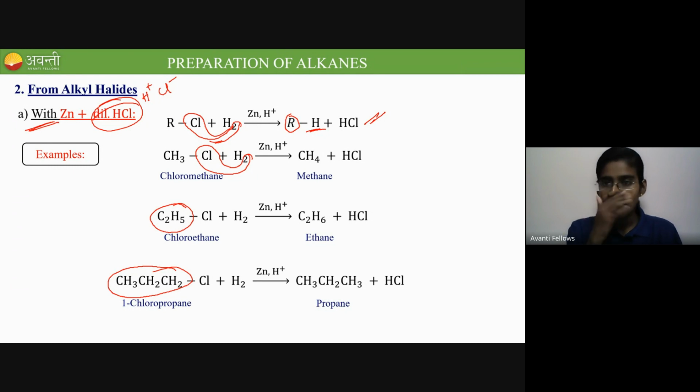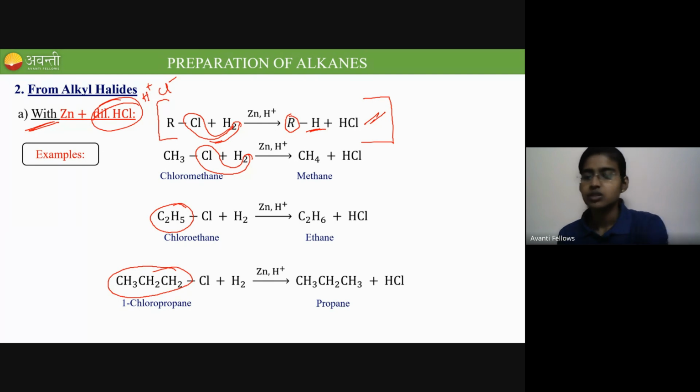So shall I move on to the second preparation of alkane from alkyl halide? Is this clear to all? You are going to study only this. If I am taking the alkyl halide in presence of zinc and H plus, I will get alkane with the formula RH. That's all. So I'll move on to the next slide.